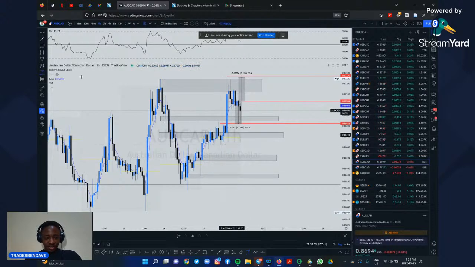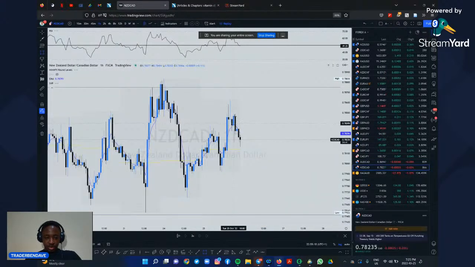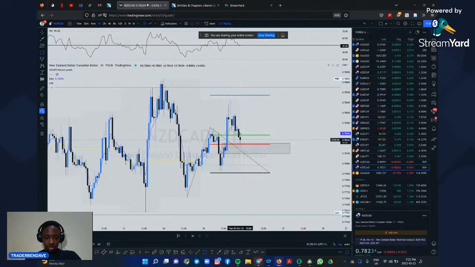That's very interesting. If price is sitting on this zone before the news, I'll buy this. I'll buy AUD CAD here. The same for NZD CAD. So NZD CAD, I sold this one too. So price is already testing this zone already.